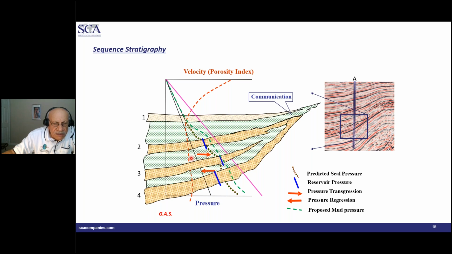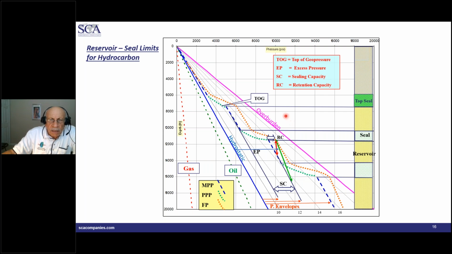Why? Because this is a transgressive compartment right here. The pressure increase. Here it goes back. Why does it go back? Because this one here, number 4 and number 2, they are talking to each other here. So there is communication. This is the reservoir and seal limits for hydrocarbon.